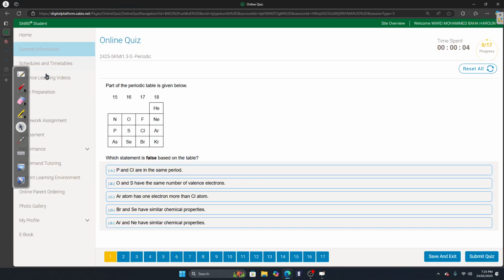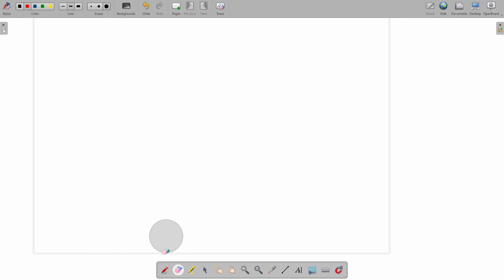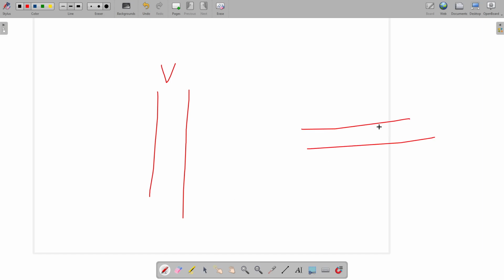Okay, guys, I'm gonna do something here which will help you, okay? This vertical is a group. This horizontal is a period.